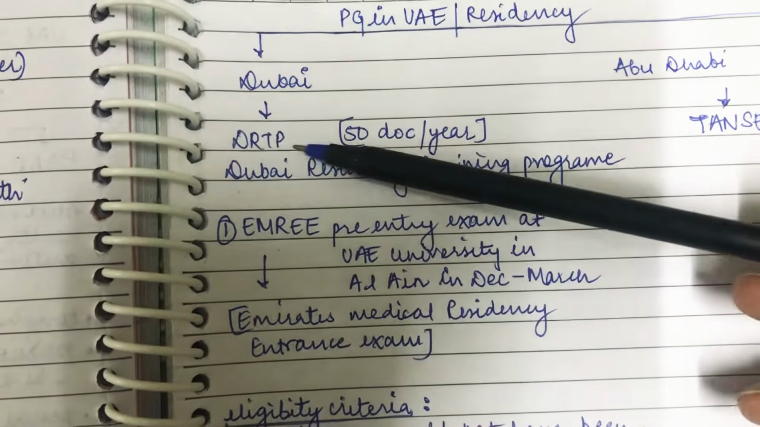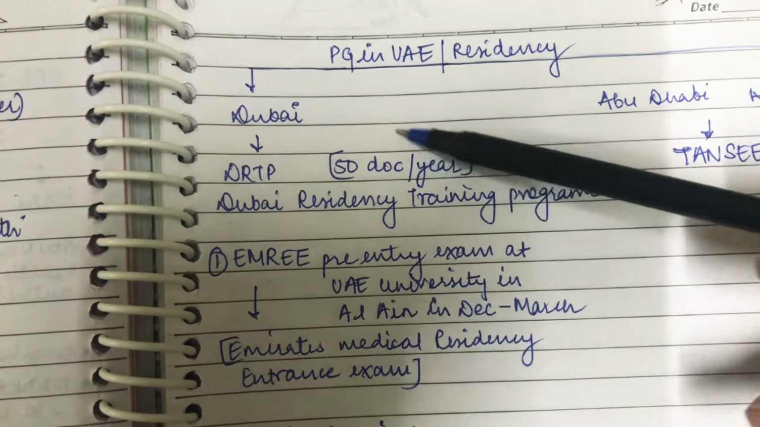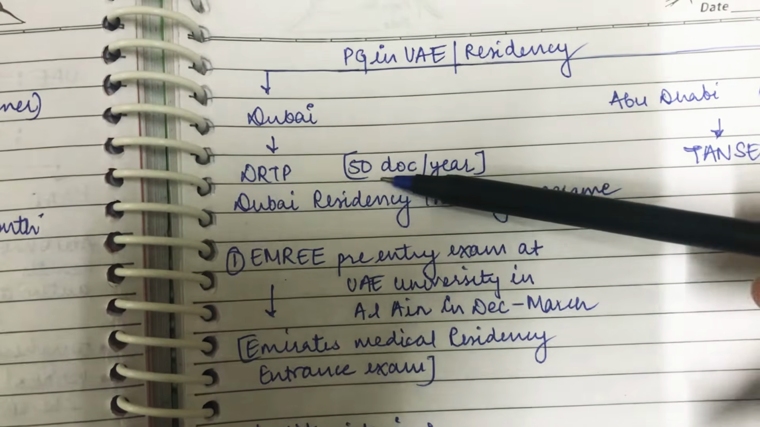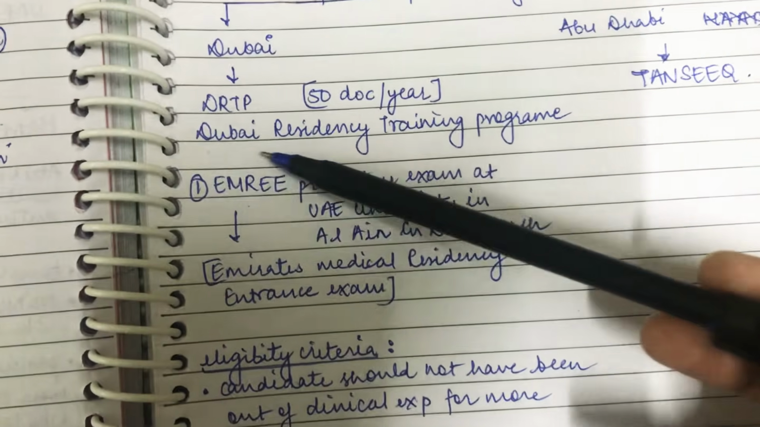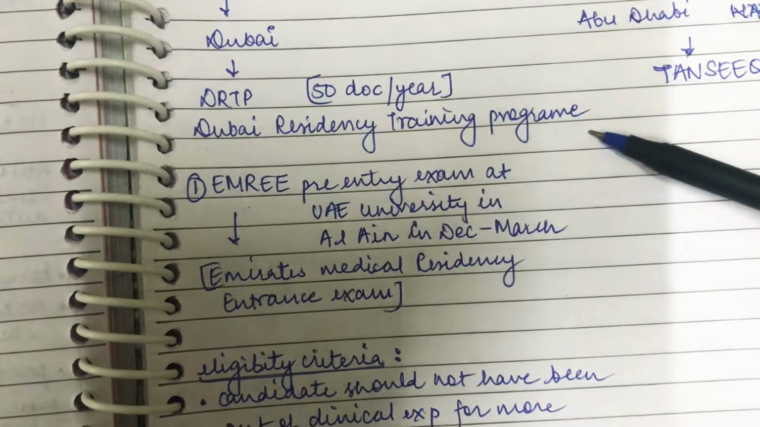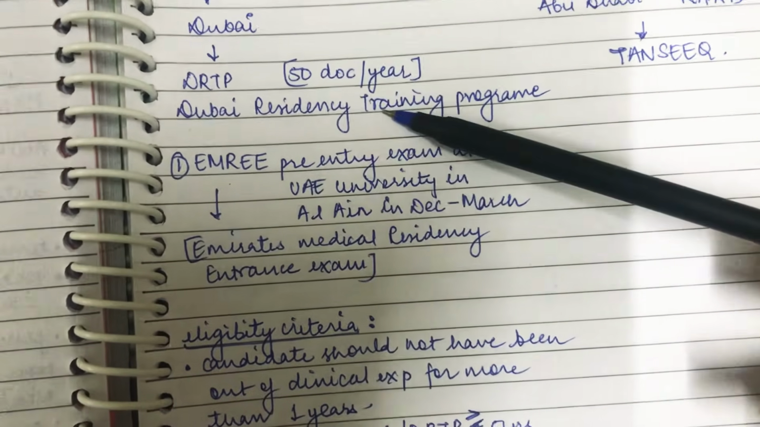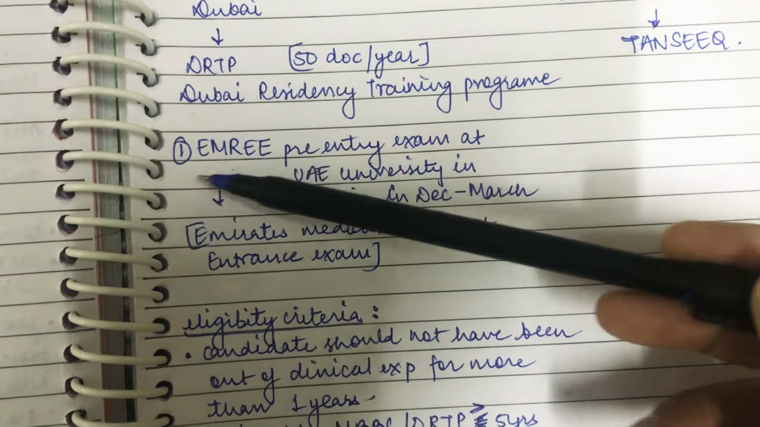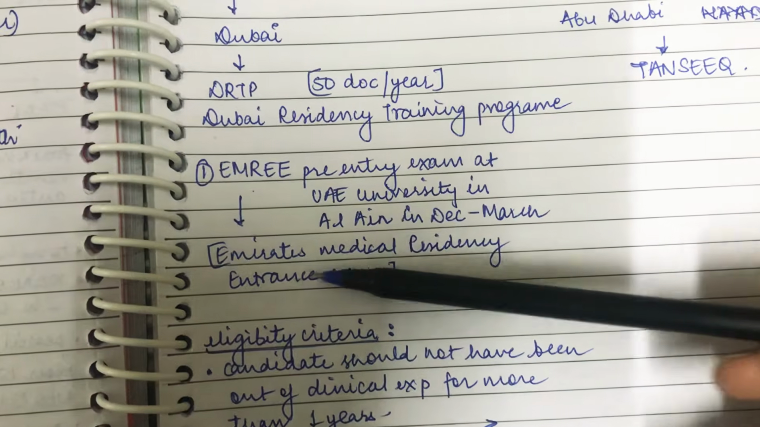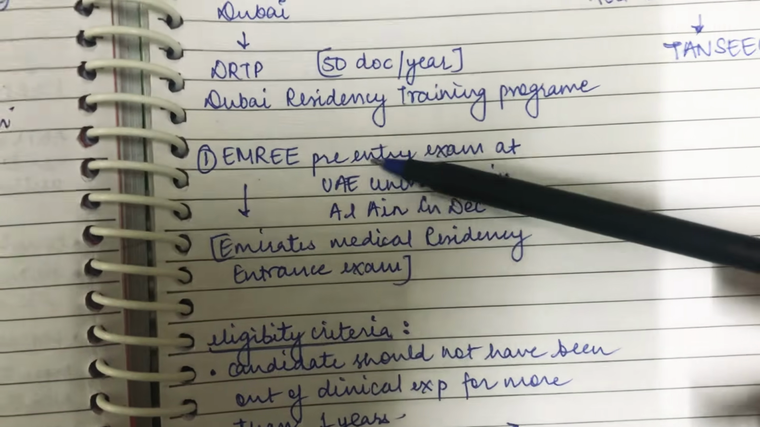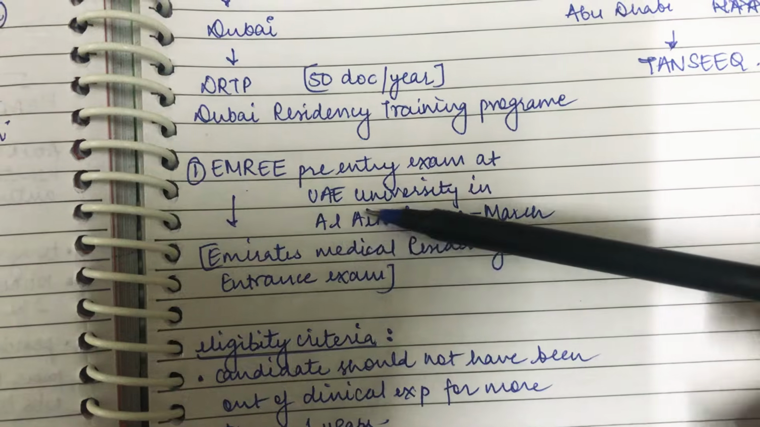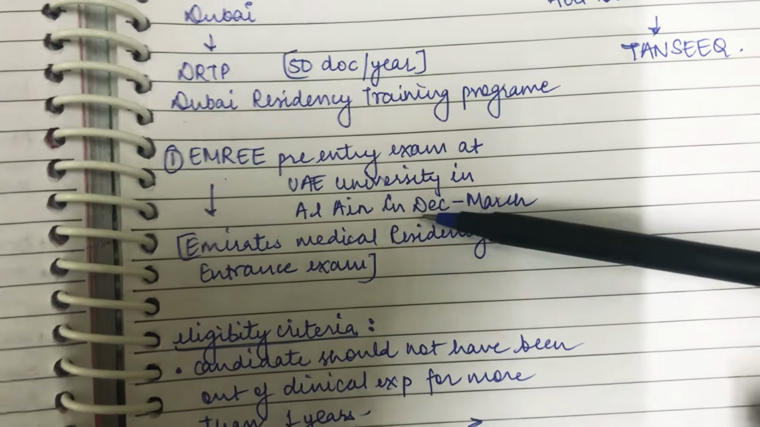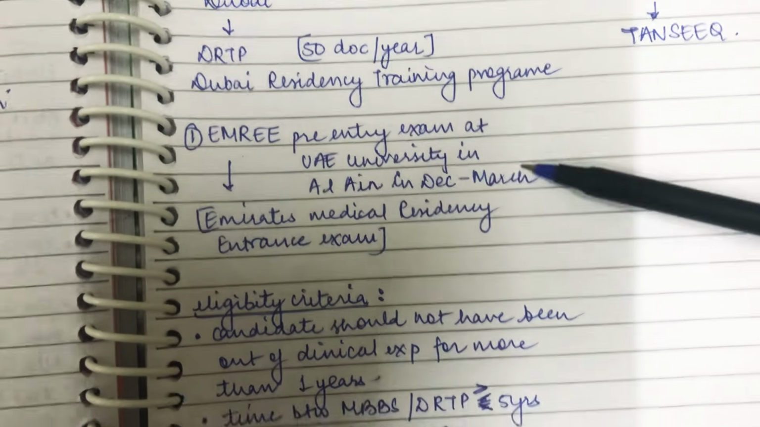Let's start with DRTP. First things first, they choose around 50 doctors per year, that's it. They don't take more than this number per year. So DRTP stands for Dubai Residency Training Program. To enter this program, to get your residency seat, you need to clear one examination, EMREE, the Emirates Medical Residency Entrance Exam. This is a pre-entry examination at UAE University, which is held in Al Ain between December and March. In December, January, February and March of every year.